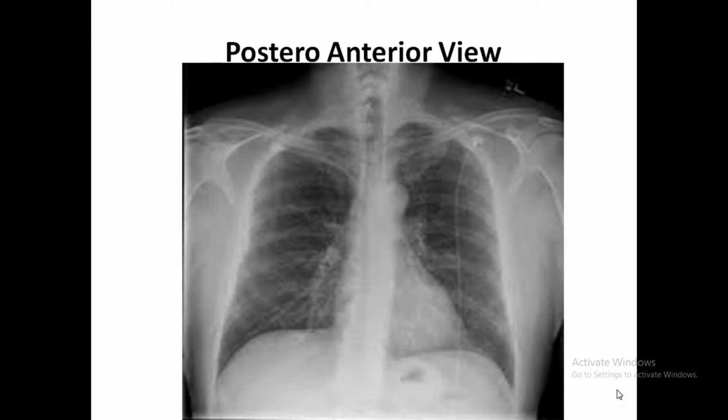Posterior-anterior view, that is from back to the front. When an X-ray is taken with the chest against the film plate and the X-ray machine behind, the patient is in a posterior-anterior view as opposed to the anterior-posterior view.